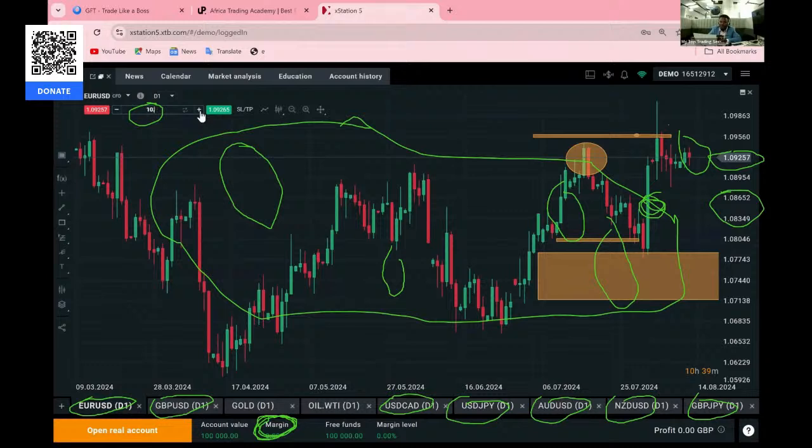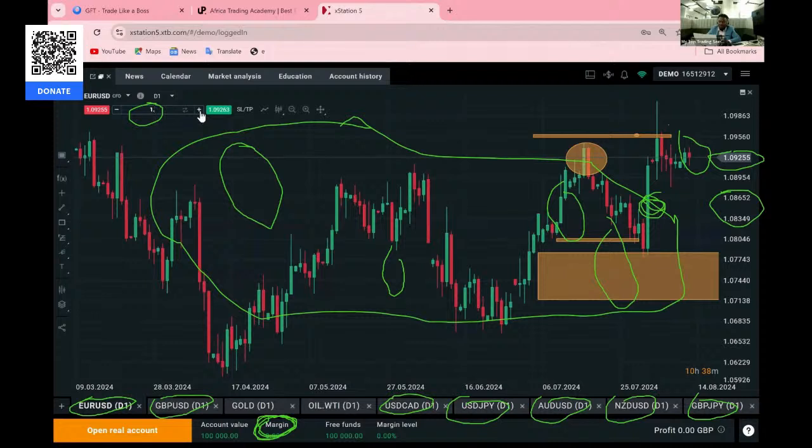Then if a person just uses one lot, 1.00, the person may be earning $1 on each movement. So if the price of EUR/USD moves from 1.09256 to 1.09266, the person has made $10 profit.